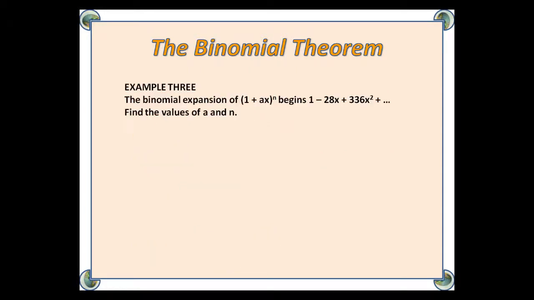So, example 3. The binomial expansion of (1 + ax) to the power n begins 1 - 28x + 336x squared. Find the values of a and n. We start by expanding (1 + ax) to the power n, using these formulae for our coefficients. The first term is 1, the next one is n times ax, and the next one is half n(n - 1) times the square of ax. So comparing our coefficients, na is -28, and half n(n - 1) a squared is 336.